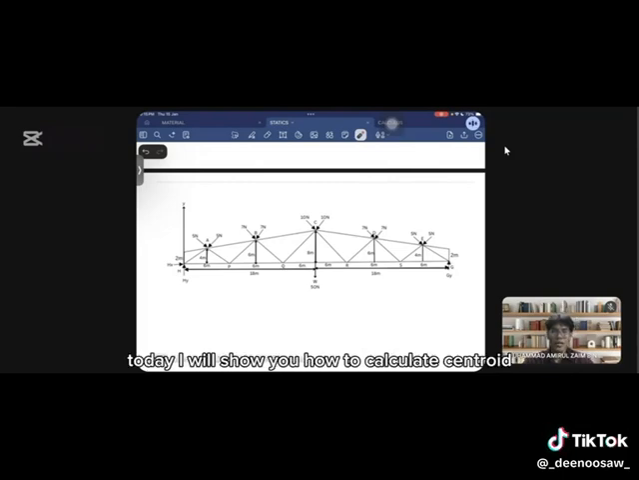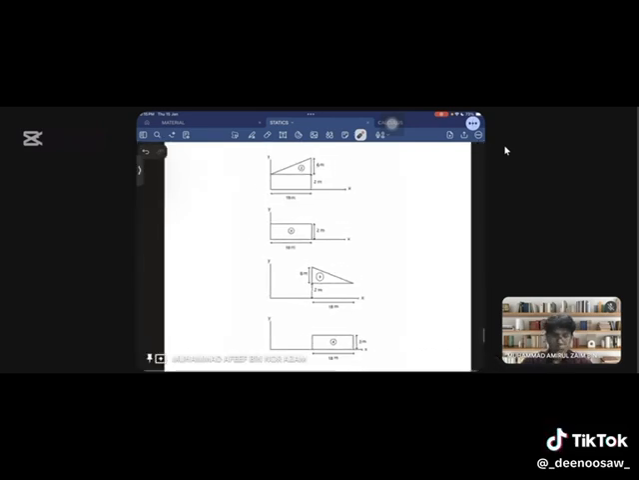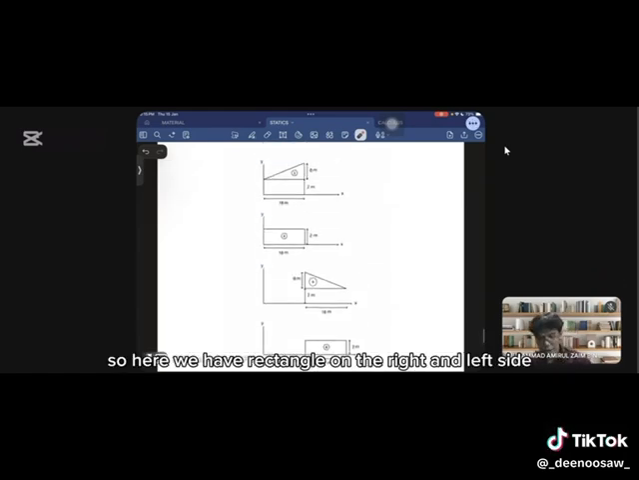So today I will show you how to calculate the centroid from a free body diagram. The free body diagram is already explained, so I will jump to the next part, which is we need to decide how many segments we will split it into, so that we can know what kind of formula we will use. So here we have a rectangle on the right and left side of our free body diagram.